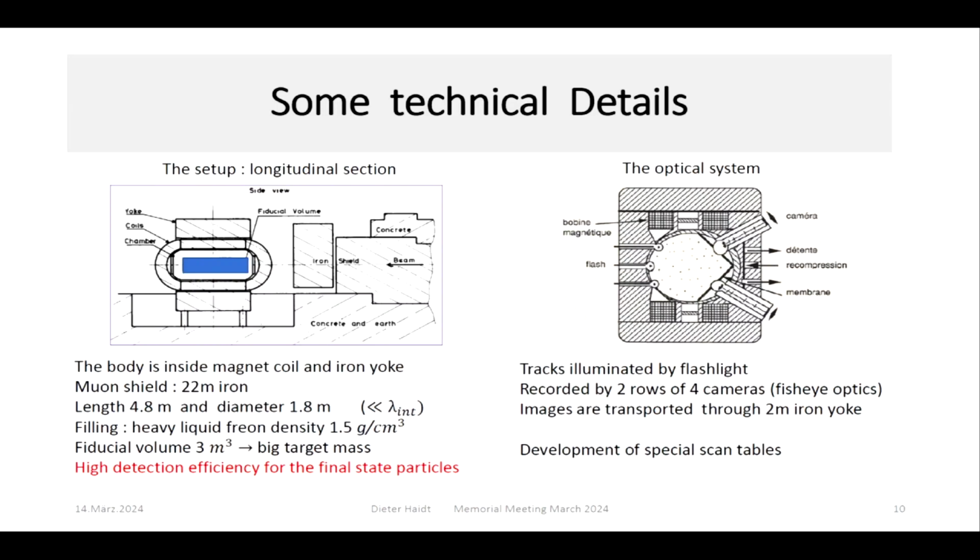The optical system, which is shown at the side, has flashlights illuminating the tracks, and the pictures are transported through about 2 meters of the iron yoke. That needed very special scan tables and measuring tables.